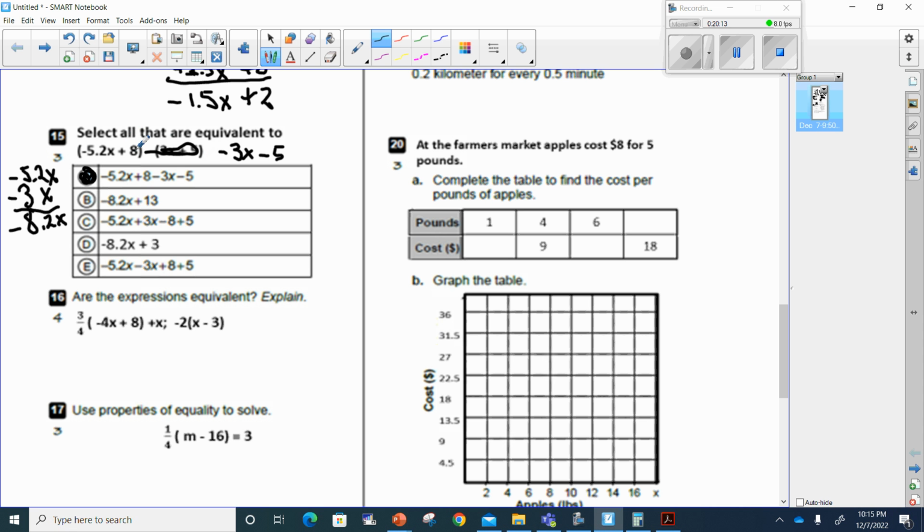Next, I'm going to have 8 minus 5. And let's see over here, 8 minus 5 will give me 3. That doesn't work because this is 13, so that's not going to work. Over here, though, I do have a negative 8.2x plus 3. So that will work on this one. Negative 8.2x. This is a positive 3.